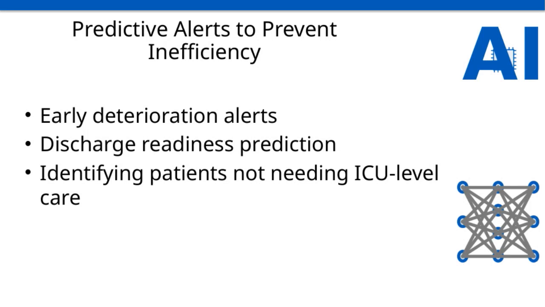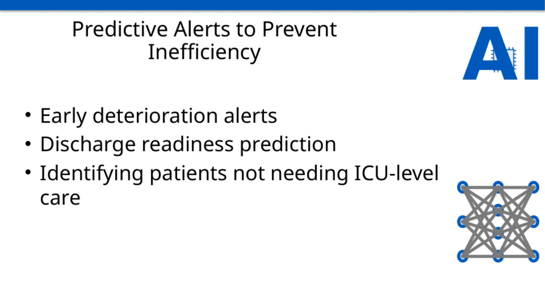Let's talk about early deterioration alerts. These are critical because they help us identify patients who might be worsening sooner rather than later. By catching these signs early, we can intervene more effectively and improve patient outcomes. Next, we have discharge readiness prediction. This is all about assessing when a patient is truly ready to leave the hospital. Making accurate predictions here ensures we're optimizing bed utilization without compromising care.